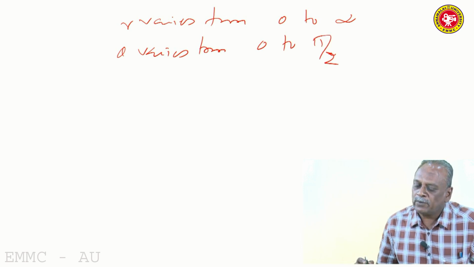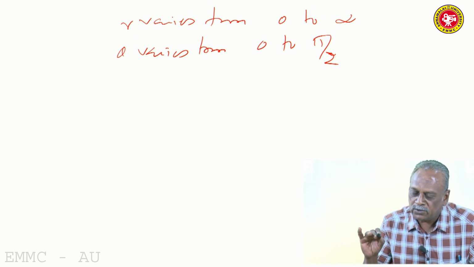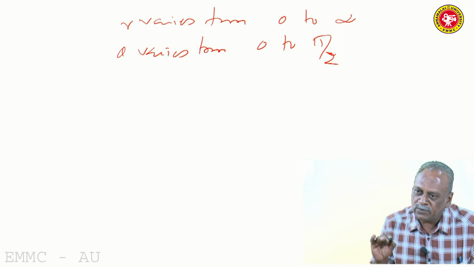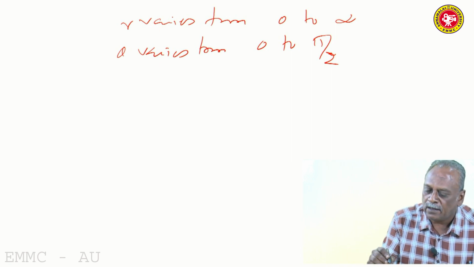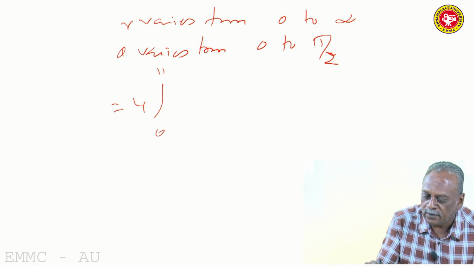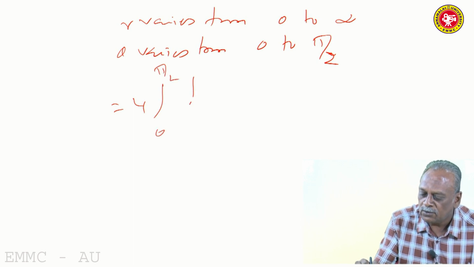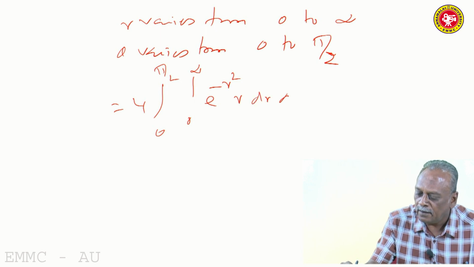What about x square plus y square? x square equal to r square cos square theta, y square equal to r square sin square theta. So x square plus y square, taking r square outside, equal to r square into sin square theta plus cos square theta, equal to 1. Therefore x square plus y square equal to r square. So now the integral becomes 4 integral 0 to pi by 2, integral 0 to infinity e power minus r square r dr d theta.